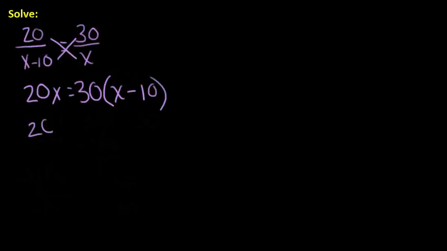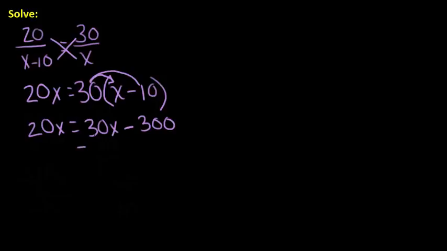And then we will distribute. 20x is equal to 30 times x will be 30x. 30 times 10 will be 300, and we have the subtraction here, so negative 300. We want to get x by itself on one side and the numbers on the other. So as you can see, there's an x on both sides of the equation.